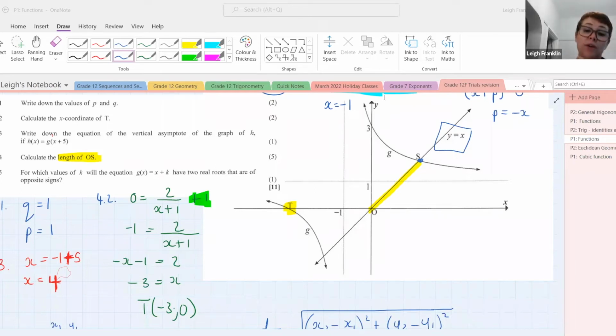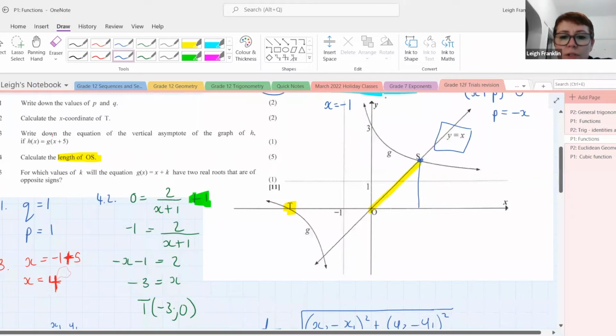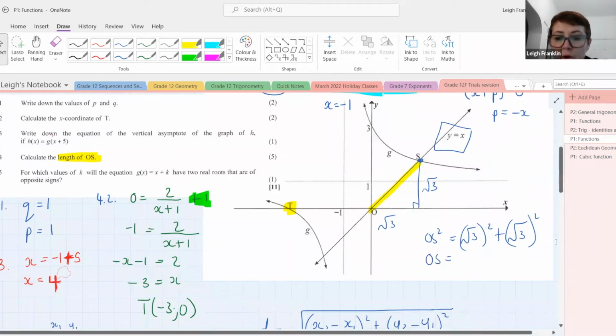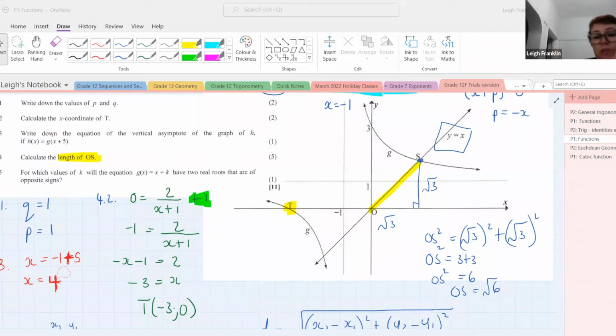I suppose the other way we could do it is using the theorem of Pythagoras, because if we know what the coordinates at S are, we know that this is root 3 and we know that that's root 3. So we could say OS squared equals root 3 squared plus root 3 squared. That would be another way we could do it. So OS squared would be equal to 3 plus 3. So again, we would get OS squared is equal to 6, and that's why OS would be equal to root 6. So that would be another way that you could do it if you didn't want to sub into the distance formula.